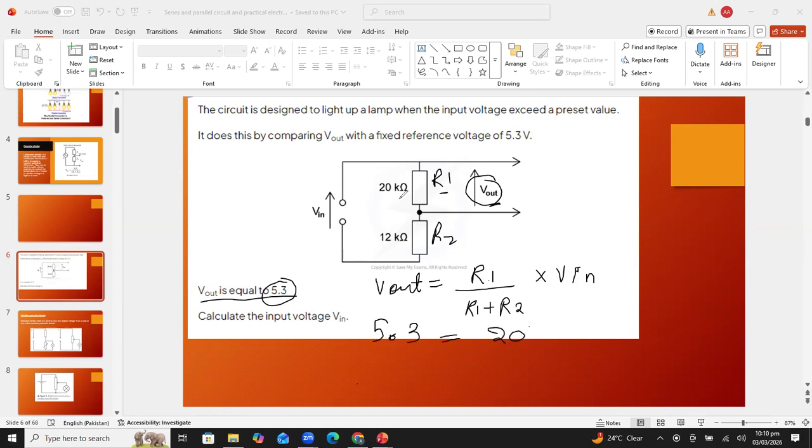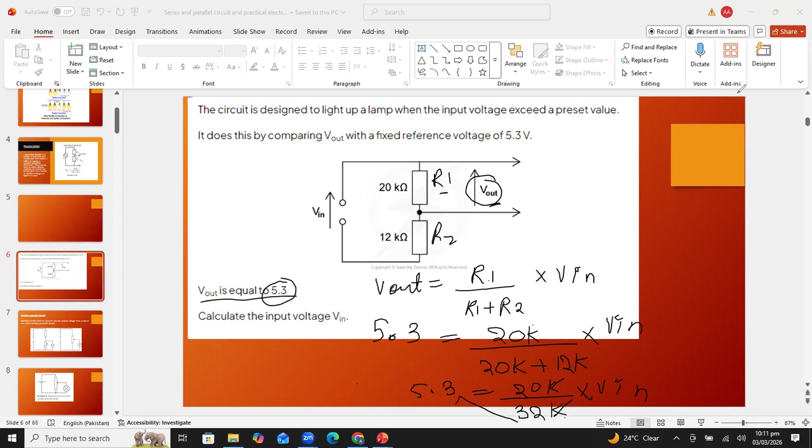R1 is 20 kilo ohm. I'm not converting the kilo ohm into ohm because this kilo will be cancelled later. All right. Now R1 is again 20 kilo plus R2 is 12 kilo multiplied by input voltage. Now students, 5.3 is equal to 20 kilo, so 20 plus 12, we will get 32 kilo multiplied by input voltage. So this K and this K must be cancelled. All right. Okay, Hafsa. So now students, you can see I didn't convert it from kilo ohm to ohm because these K will be cancelled.